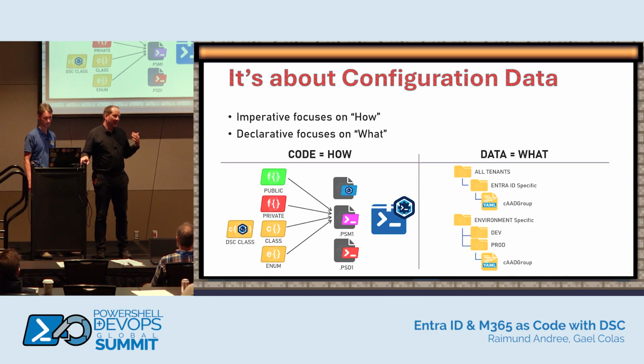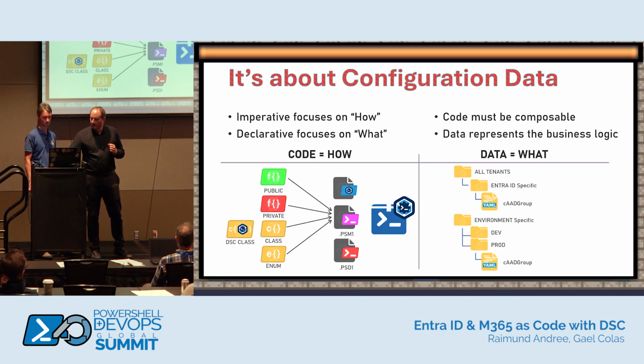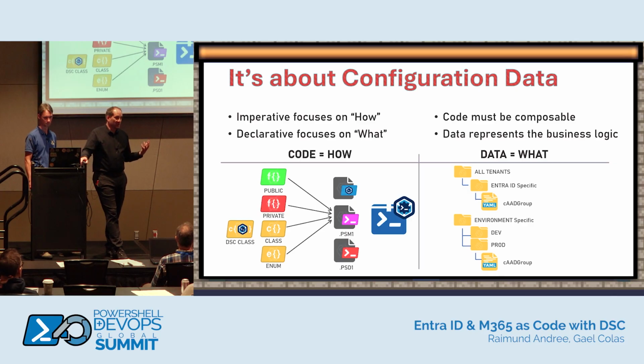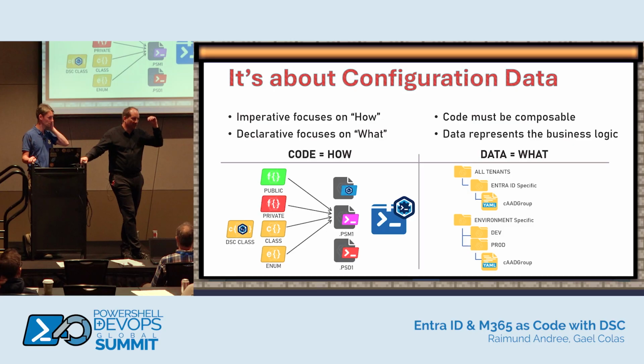And the what is, well, all my environments will have these groups, and then this specific environment will have this specific group, or maybe an override on the group name or something. So you need to make sure your code is composable. I will write the Entra ID group once, and only once, so that if I say make me this group, it just happens. I'm not going to say create this group, and then another instance of create this group. The code is written once, and then you just provide data to it, a bit like the parameters in PowerShell.